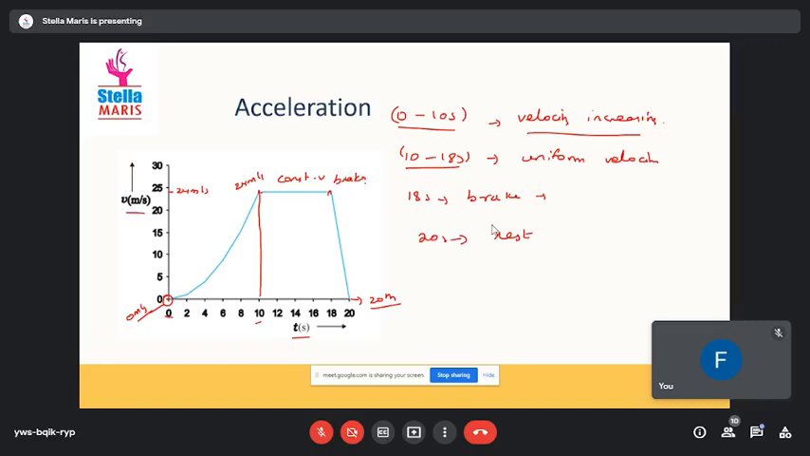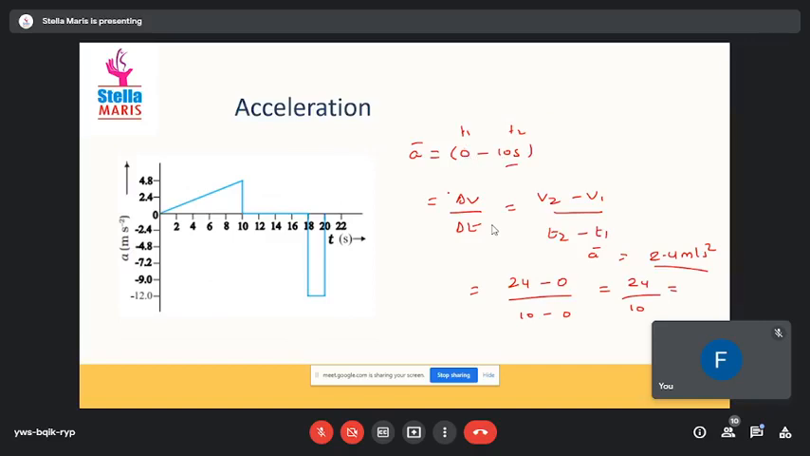See here, from 10 to 18 seconds, it moves with what? Constant velocity. So there is no change in velocity here between 10 to 18 seconds. When there is no change in velocity, it means what? Acceleration becomes zero. Am I right or not? Here at 10 seconds it is 24 meter per second. At 18 seconds also what? 24 meter per second.